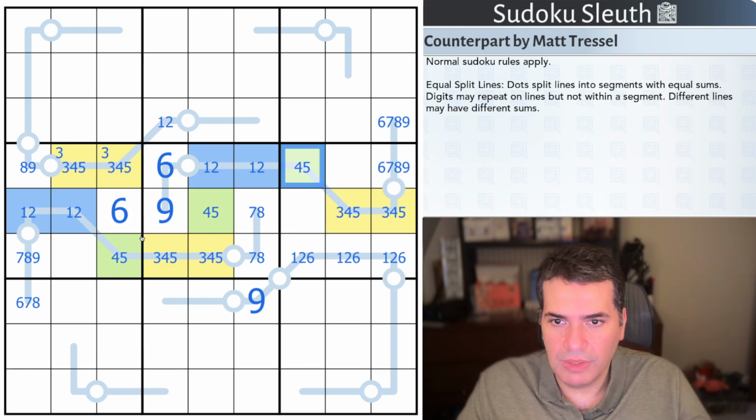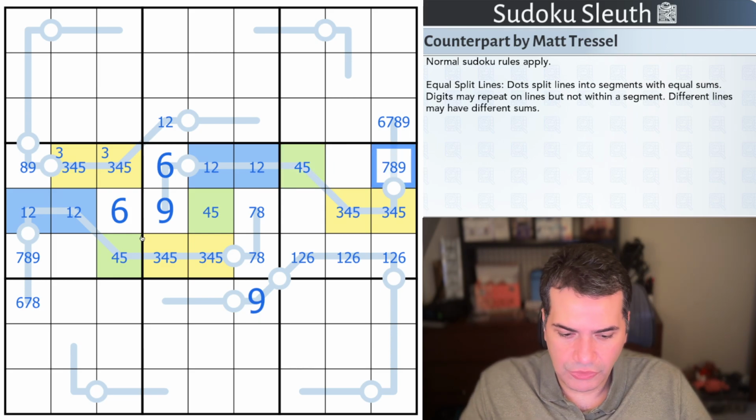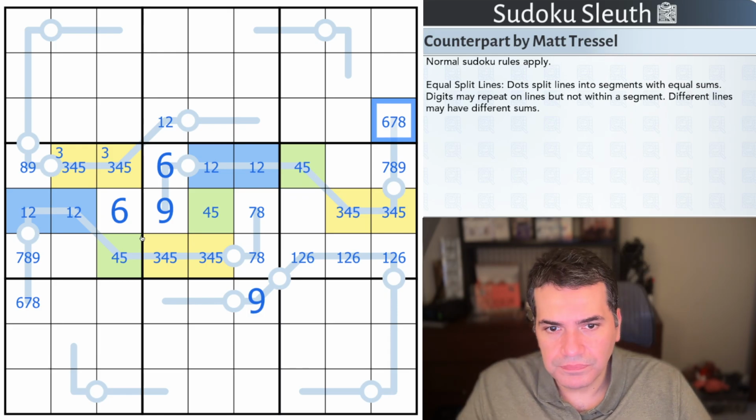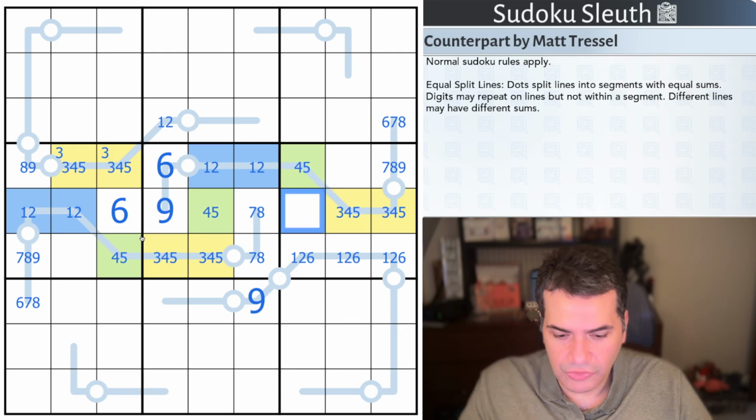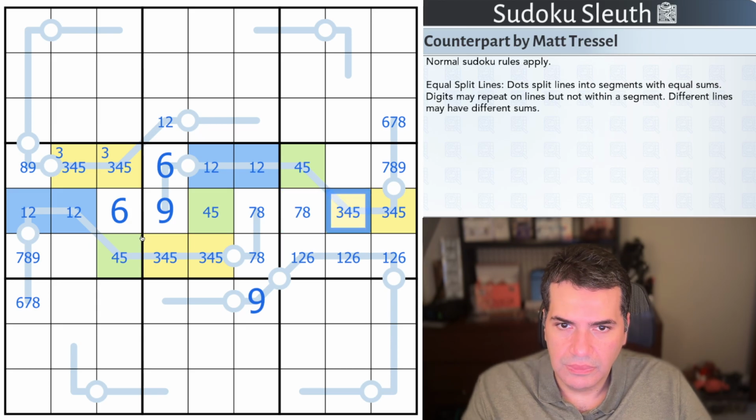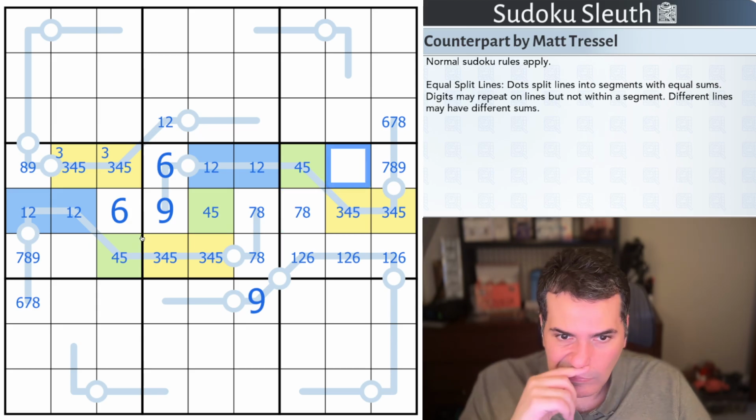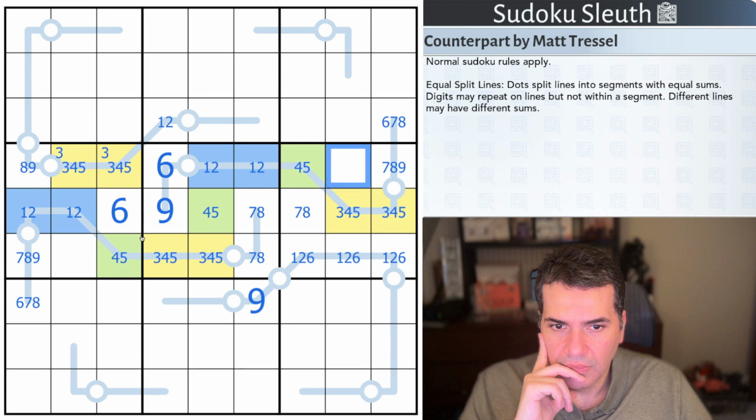Fascinating puzzle. I mean, I'm loving it already. This is not 6. This is not 9. And these two cells are 7, 8, 9. Well, 7, 8 in here. 7, 8, 9 in there. Less exciting. Okay.